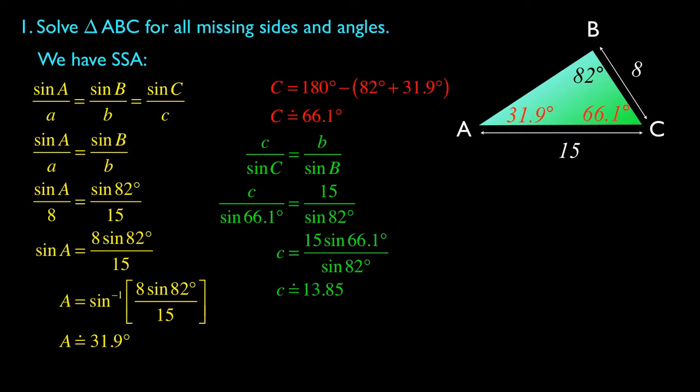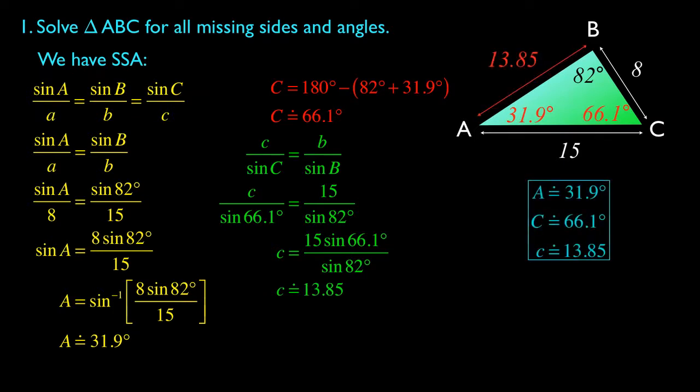And so all the missing sides and all the missing angles have been found. Angle A being 31.9 degrees, angle C being 66.1 degrees, and little side c being 13.85 units. Now on to a second example.